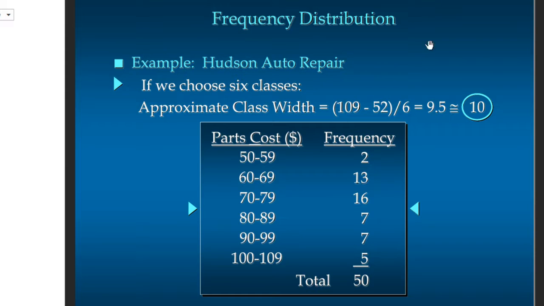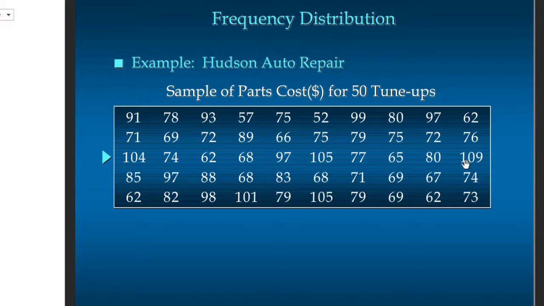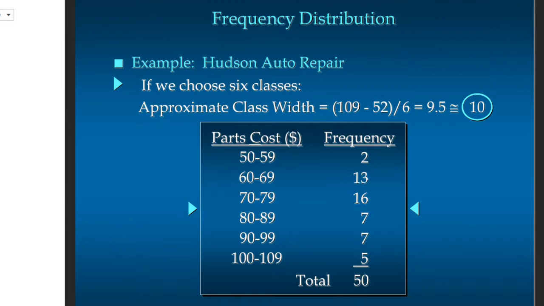So as you can see, the highest value in that data set was 109. The smallest value was 52. This is from the original data. 109 right here, right? And 52, where is 52? I guess 52 is right there. So these two are the smallest and the largest value, right? So that's how they got these numbers. And they divide this by 6, meaning 6 is the number of classes that they want to have. That's why they use 6 here.